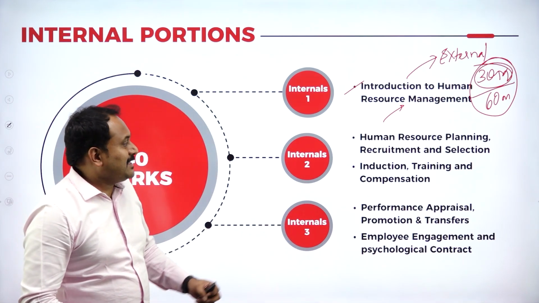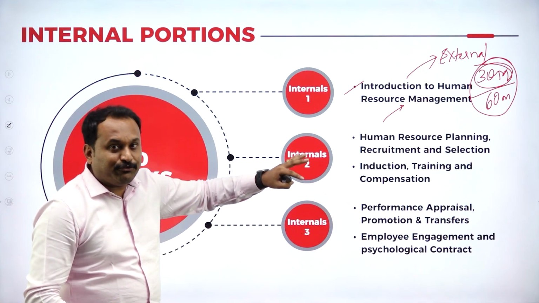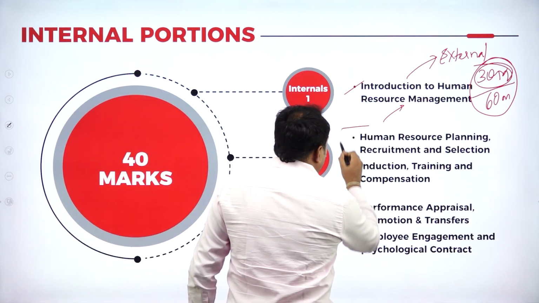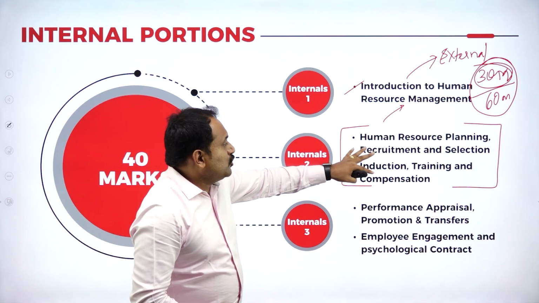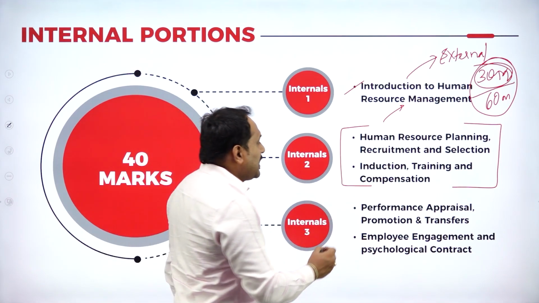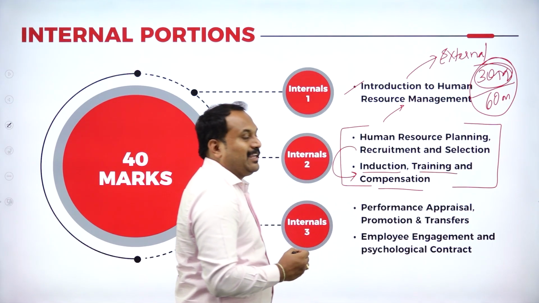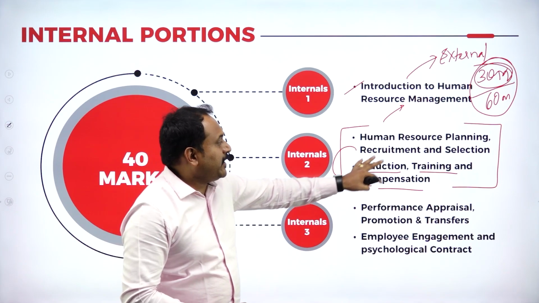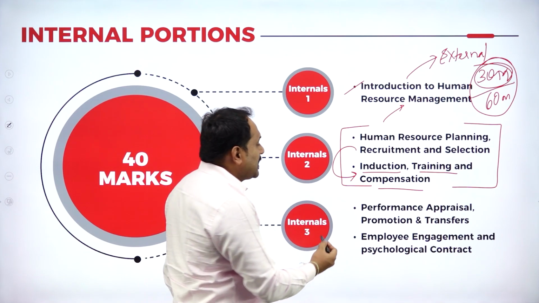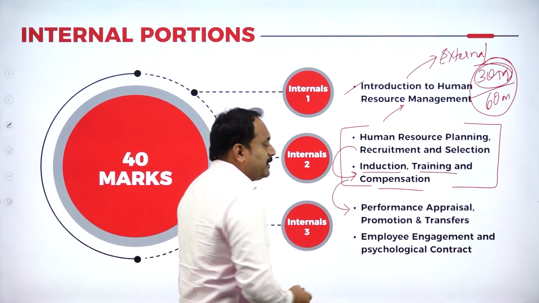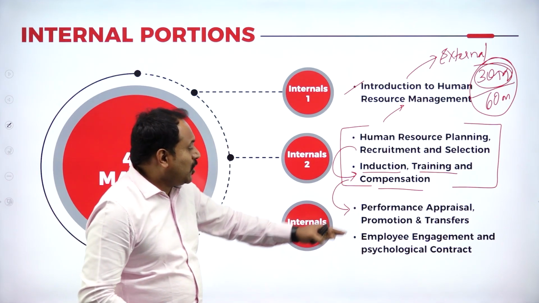Second internals is the second chapter, human resource planning, recruitment and selection, induction, training and compensation. Why have we given this? Because this is one set in a subset. So what happens here is human resource planning, recruitment, selection is a continuation of induction, training and compensation. So it is very easy for you people to remember and you can actually write it. The next is performance appraisal, promotion, transfer, though it is a continuation of the third chapter, but we're going to keep it separate because employee engagement is totally different from all these things.